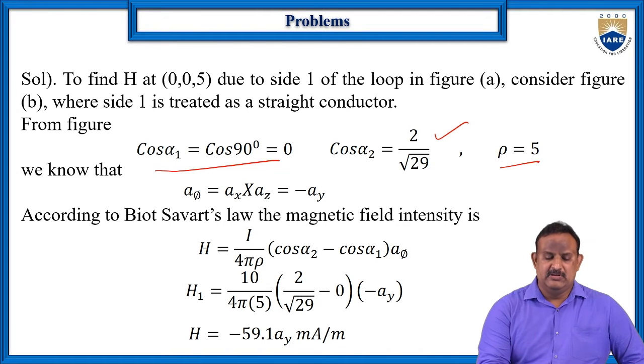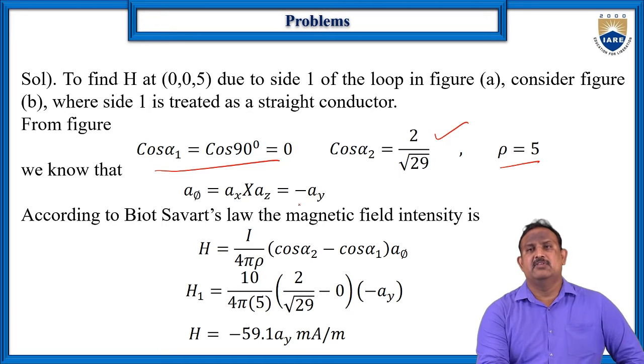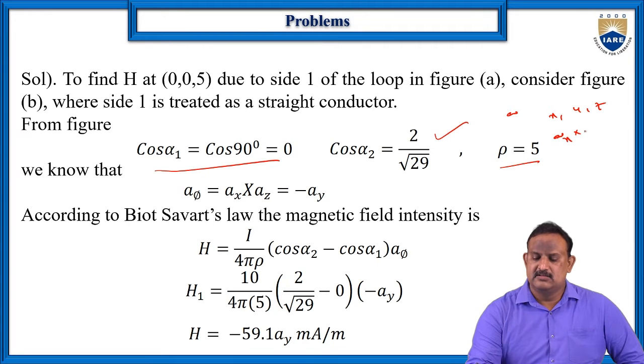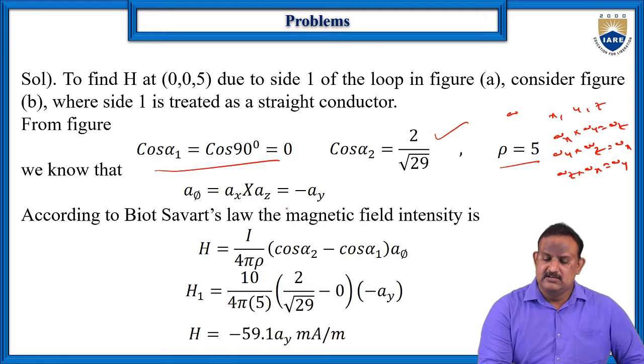Here I am assuming a-phi equals a-x cross a-z, which equals minus a-y. Because we know that in the rectangular coordinate system with x, y, z, a-x cross a-y equals a-z, a-y cross a-z equals a-x, and a-z cross a-x equals a-y. Because here we are assuming a-x cross a-z, we can assume it equals minus a-y.